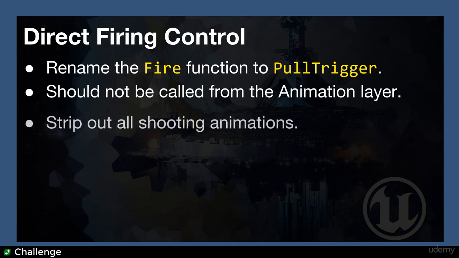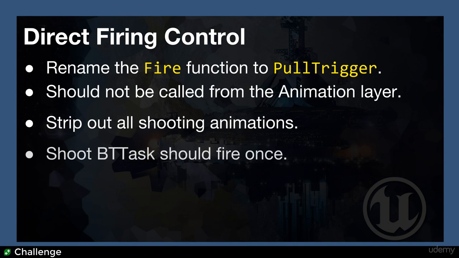And then when you've done that, you'll notice that there's a whole load of blueprint in the animation blueprint that is to do with shooting animations, playing shooting animations, variables with shooting animations, and you can just get rid of all of that because none of that is necessary. You'll notice that that then will cause some problems in our BT task, and our BT task then needs to be updated so that it is calling our pull trigger and it's firing exactly once, and then it stops. So basically the task is to fire and pull the trigger exactly once.